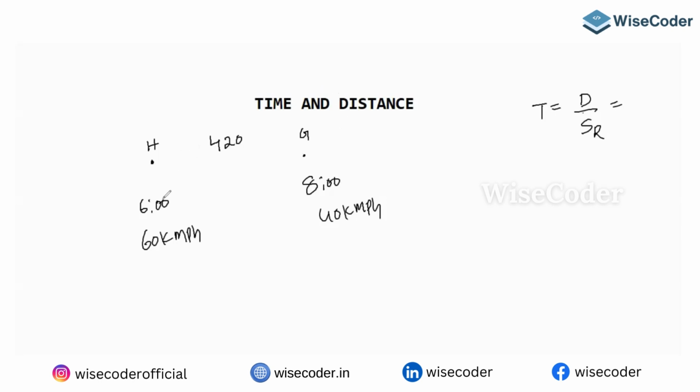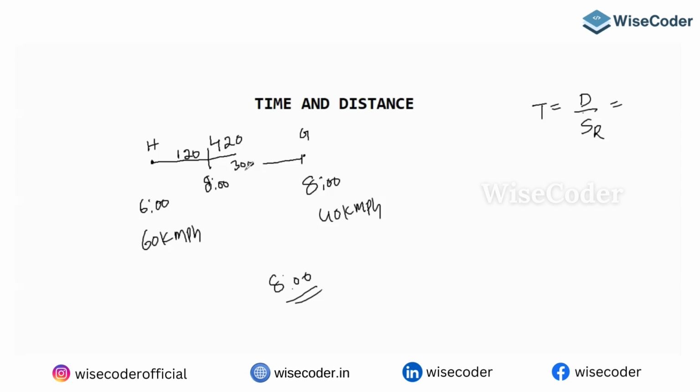Now let's try to figure it out. When the time is 6 o'clock, this train started at 6 o'clock, no? So till 8 o'clock there is a 2 hours gap. So can I say in 2 hours the train is going to travel 120 kilometers? Yes or no? 120 kilometers. So now the time is 8 o'clock, but what distance am I left with? I'm left with only 300 kilometers.